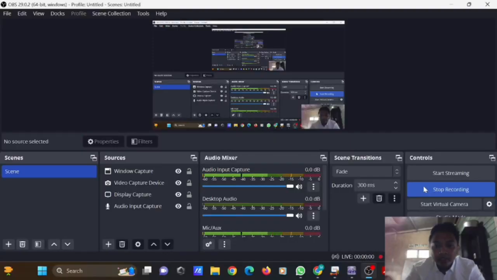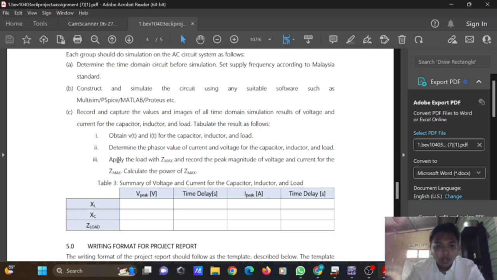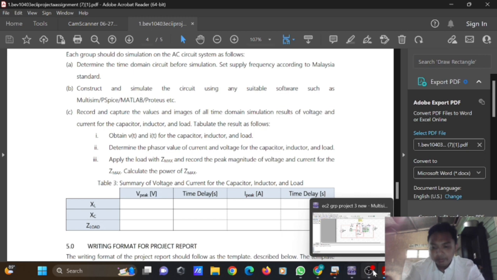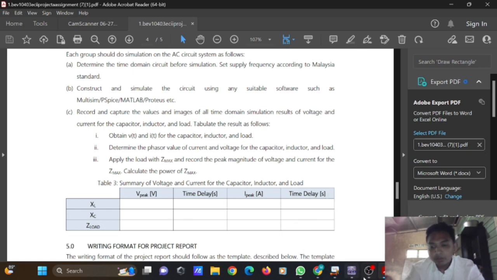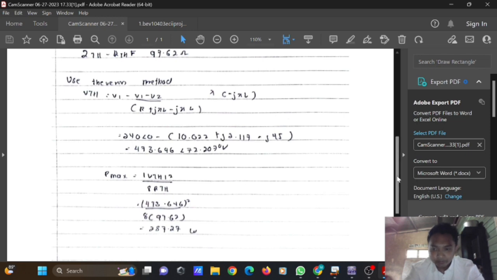Hello, my name is Muhammad Fadil Berosli. Today I will do a simulation for the question 3. The question is to apply the load with Zmax and record the peak magnitude of voltage and current for the Zmax. Calculate the power of Zmax. Okay, first we calculate the power of Zmax. Here we go, first we see the calculation.